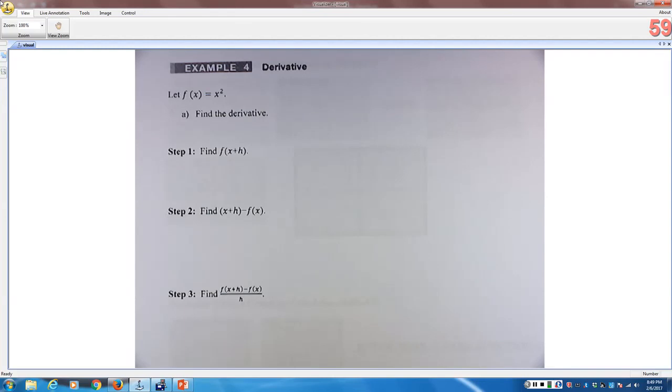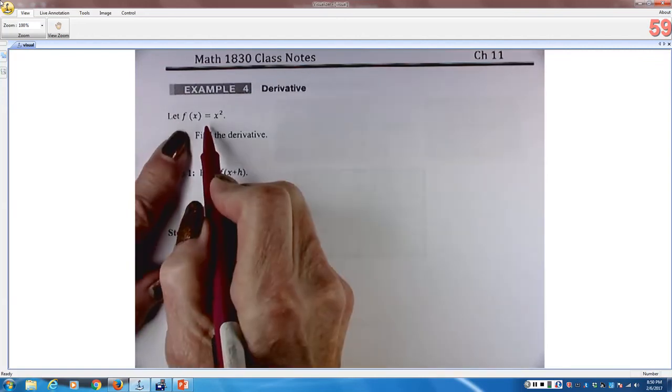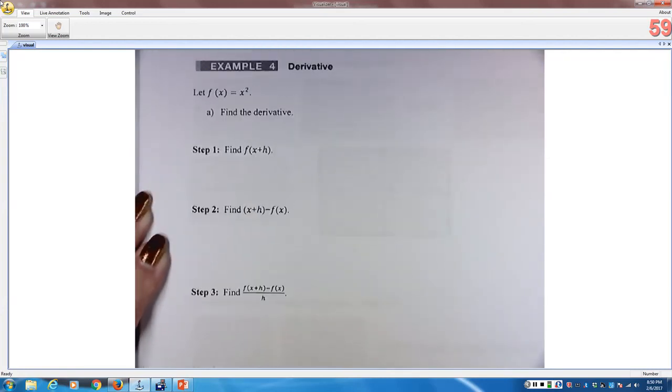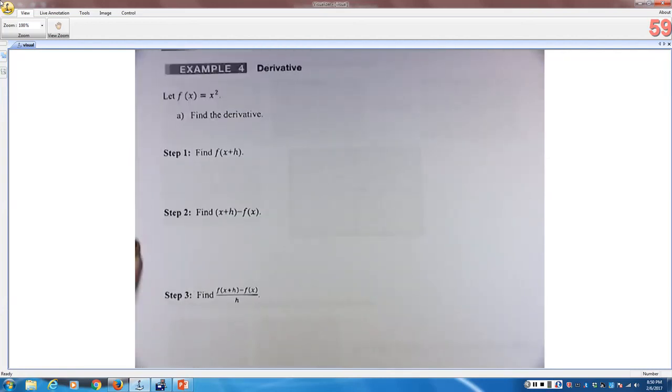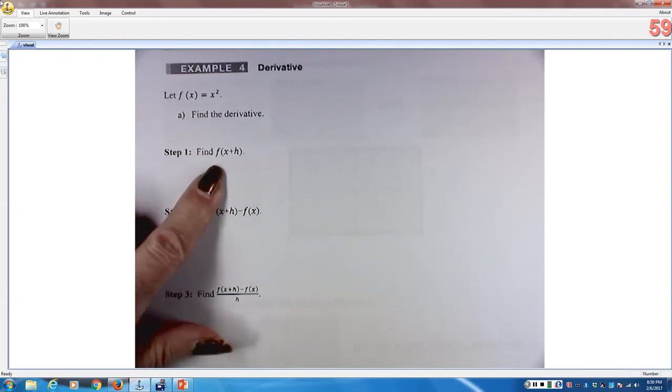This is what we've been doing, but I'm breaking it down into steps because we don't have a value for x to plug in. We're actually just going to do algebra with x as the variable. So we don't have a number to plug in. This is our function. Find the derivative means to apply what we call the 4-step process. The first step of the 4-step process is to find f of x plus h, which means we simply replace x with x plus h.